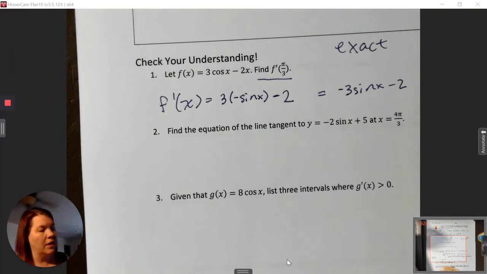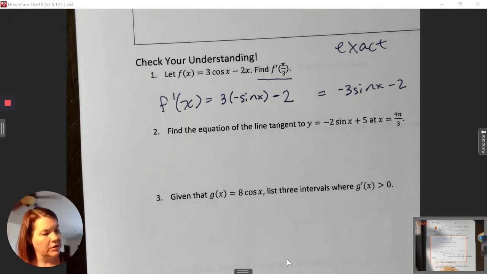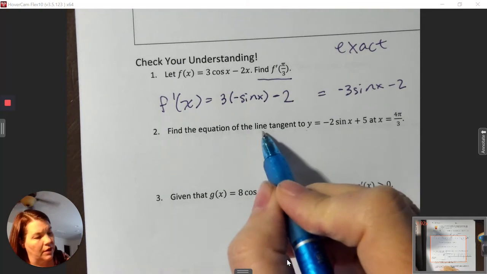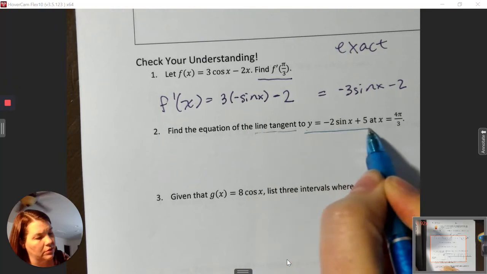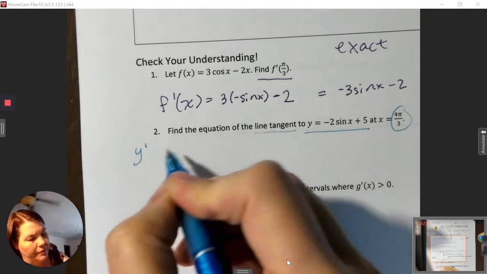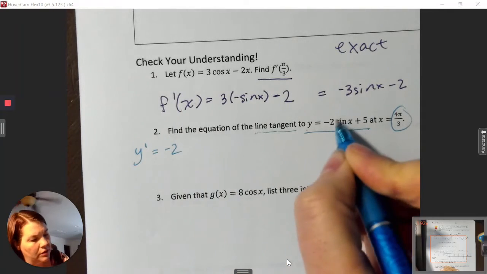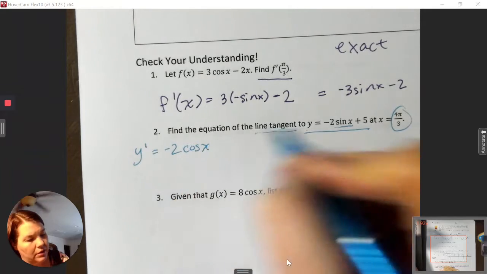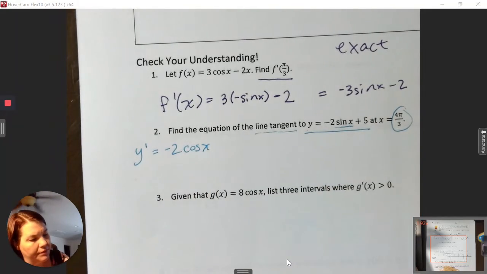Find the equation of the line tangent to this function. So I'm going to switch colors just so we know that. Find the equation of the line tangent to it at the given point. Okay, so y prime equals negative 2. The derivative of sine is cosine. The derivative of 5 is 0.